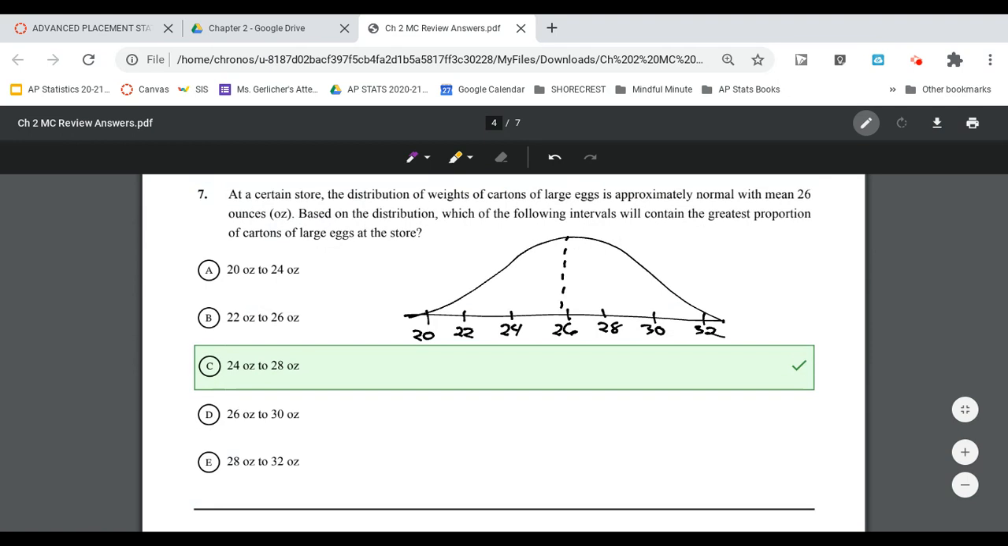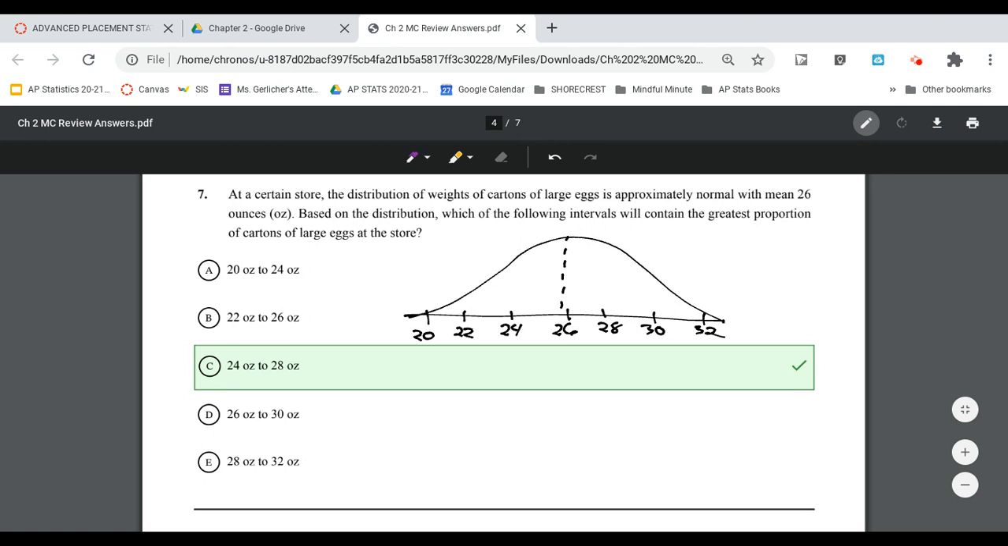Number 7. Okay, very conceptual here. I made a graph just to kind of help us visualize it, but for the record, they never told us that 2 was the standard deviation. I'm making it look like that in the picture just to kind of spread things out, but the concept applies no matter what. But it's not like I know 2 is the standard deviation. It could be very different than this. But what we do know is that 26 is in the middle.